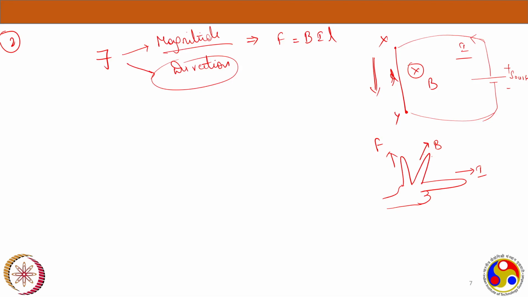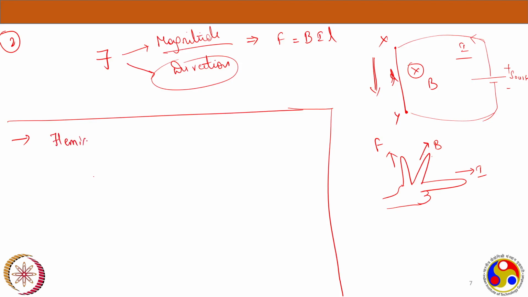Now, using the left hand rule, you can find the magnitude and polarity of the force, and using the right hand rule, you can find the polarity and magnitude of the generated voltage. Now I'm just writing the key points as a conclusion here. It will be important for you to remember. Fleming's rules.